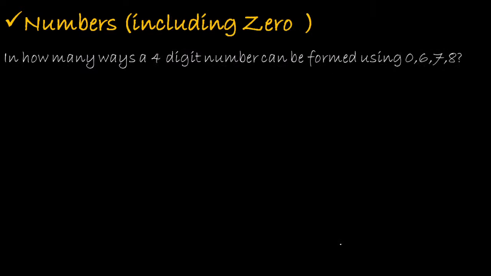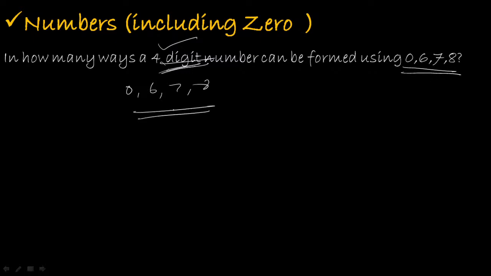So the number including 0 means, look at this problem and I will explain how we can calculate the different possible arrangements and give you the answer for this question. In how many ways can a 4-digit number be formed using 0, 6, 7 and 8? So amongst 0, 6, 7, 8, how many 4-digit numbers can be formed? This is your question.